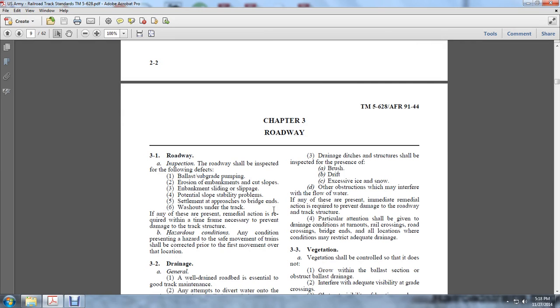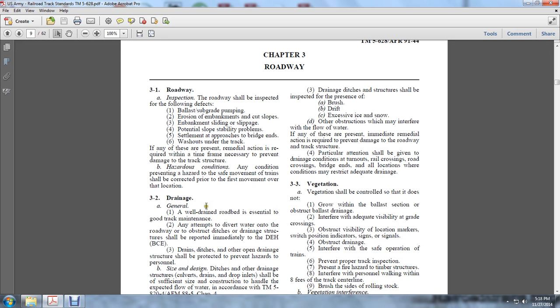Settlement of the approaches to the bridge end can wash out under the track. If any of these is present, remedial action is required within the time frame necessary to prevent damage to the track structure. Hazardous conditions: any condition present that endangers the safe movement of the train shall be corrected prior to the first move over the location.